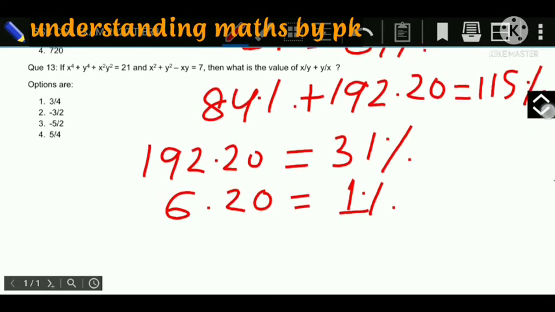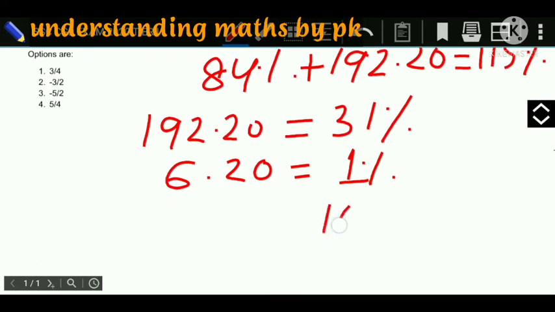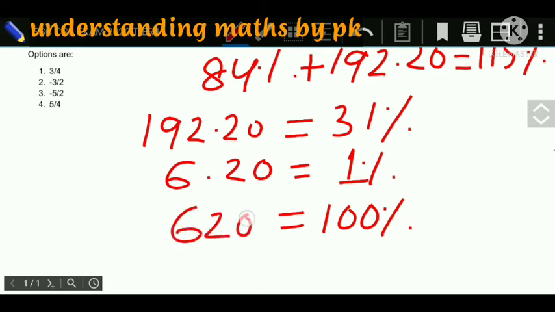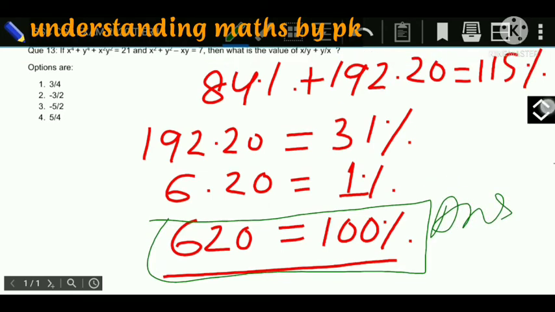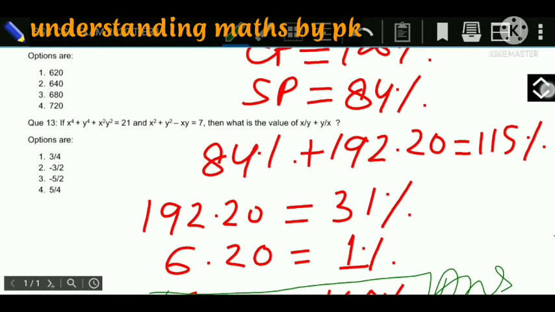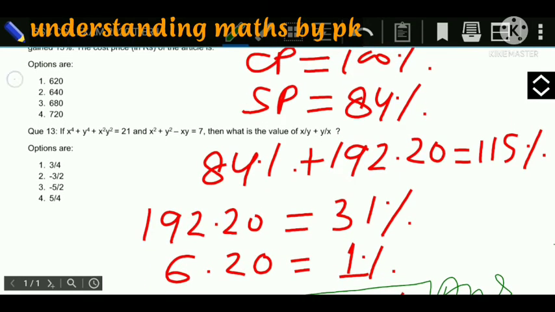Now what is required? 100% is required. 100% means Cp is required. So 6.20 into 100 equal to 620. This is the answer. So the given option is the first one. This is the correct option. That way we can solve this question.